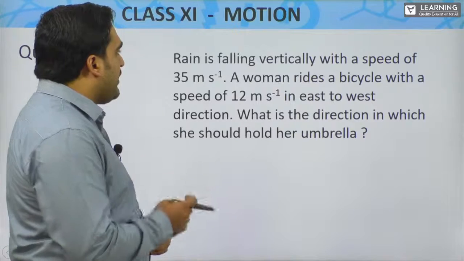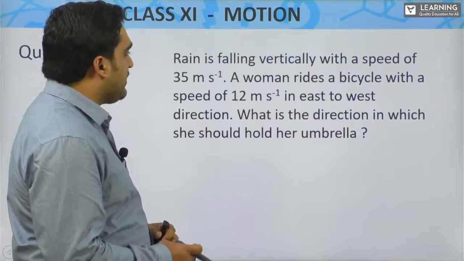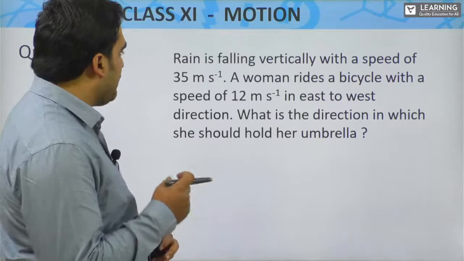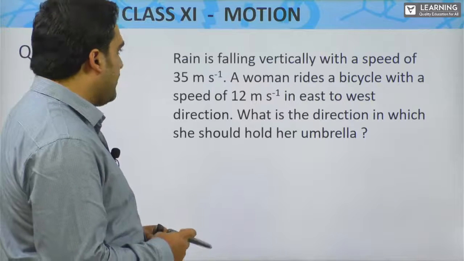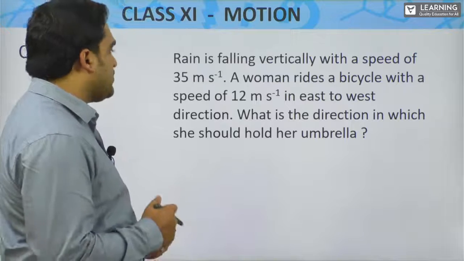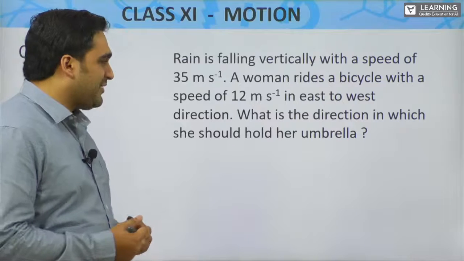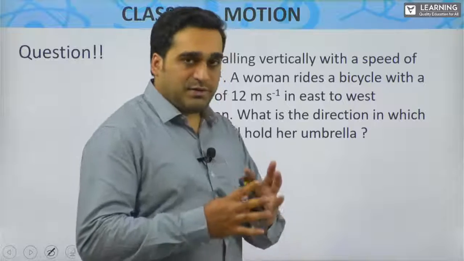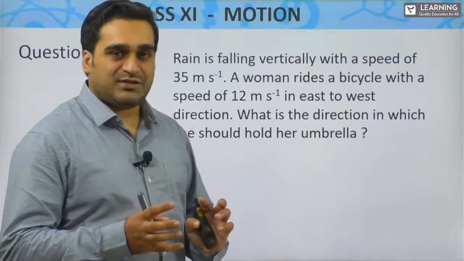It says, rain is falling vertically with a speed of 35 meters per second. A woman rides a bicycle with a speed of 12 meters per second in east to west direction. What is the direction in which she should hold her umbrella? Interesting one, no? Now for this, we have to understand the compass. Which direction is north, south, east and west?